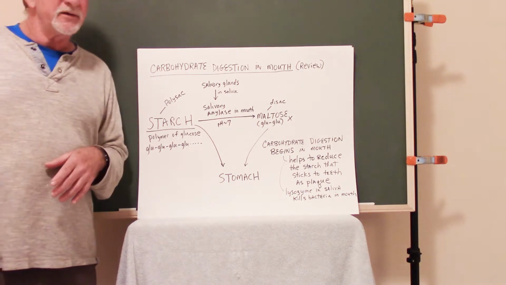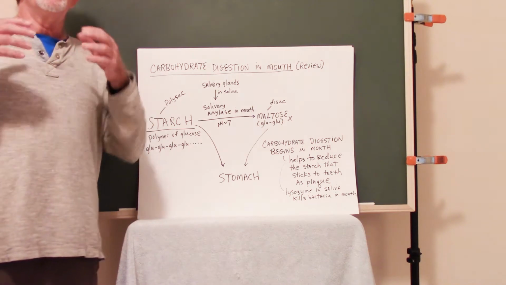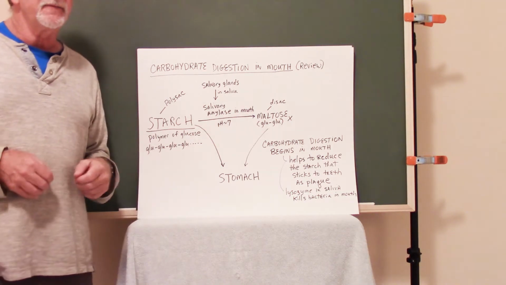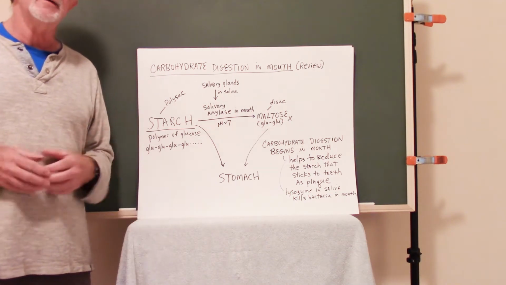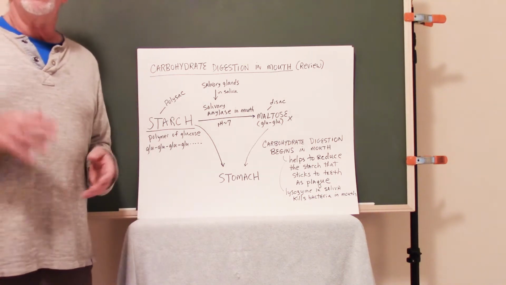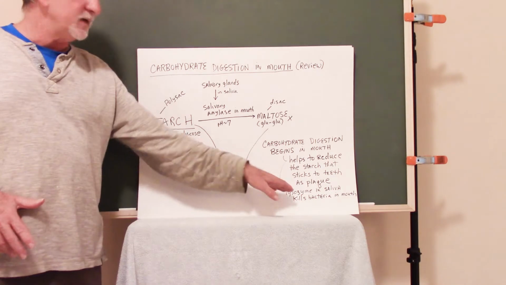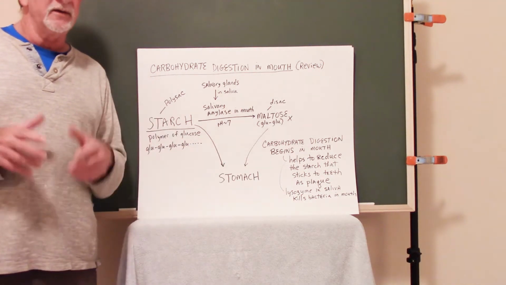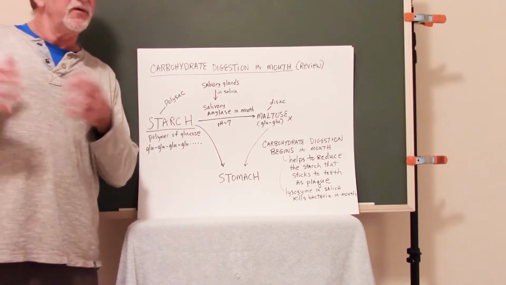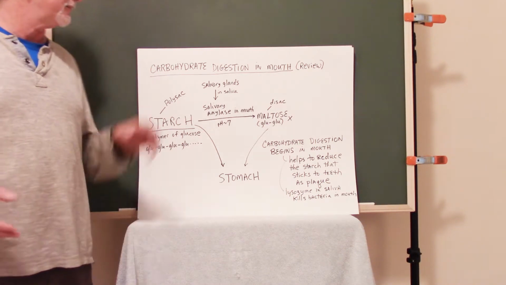So carbohydrate digestion begins in the mouth, and that in part helps to prevent the starch from sticking to your teeth to form what's known as plaque. Bacteria live and feed off the plaque, so the less you have of it, the better off you are. I want to also emphasize that there's an enzyme in saliva as well called lysozyme that directly attacks and kills bacteria, again to help keep the mouth sterile, because bacteria over time can contribute to dental caries or tooth decay.